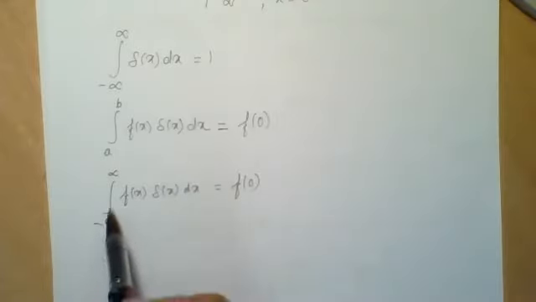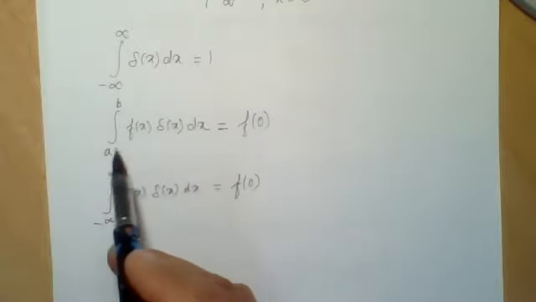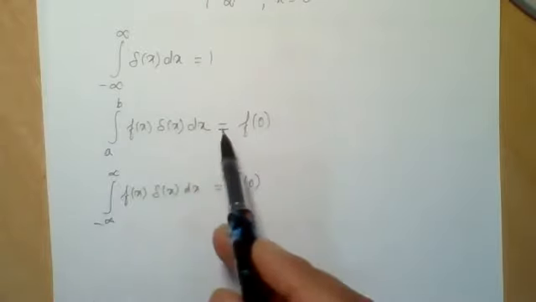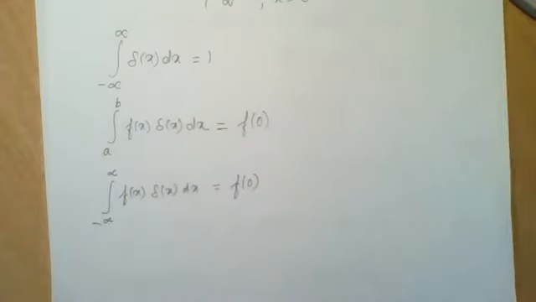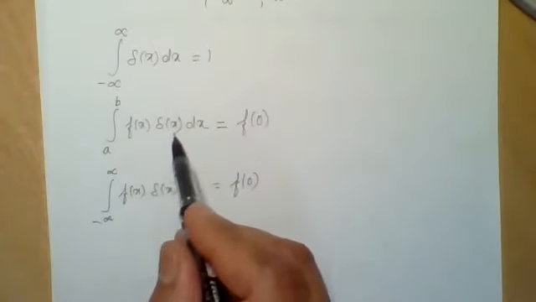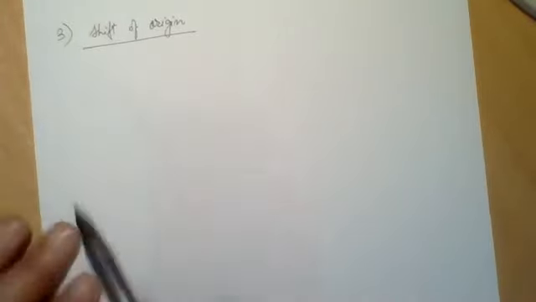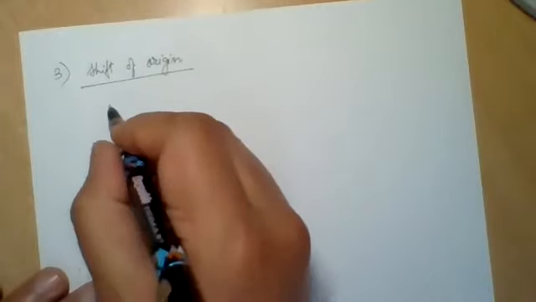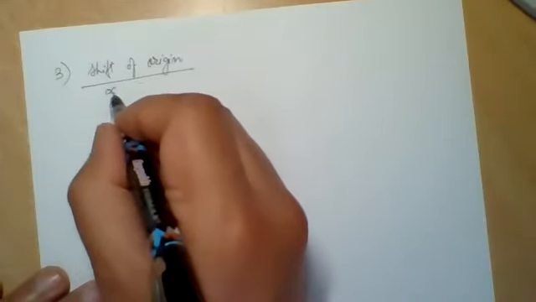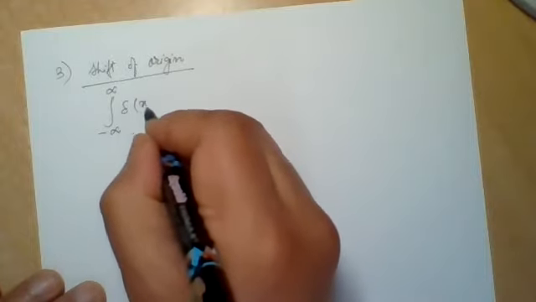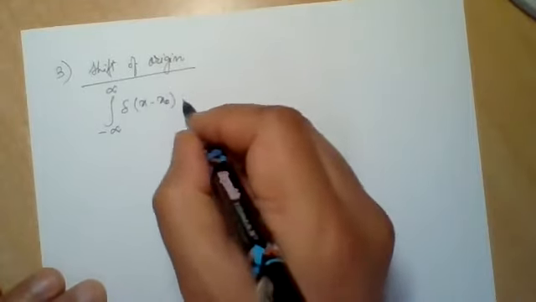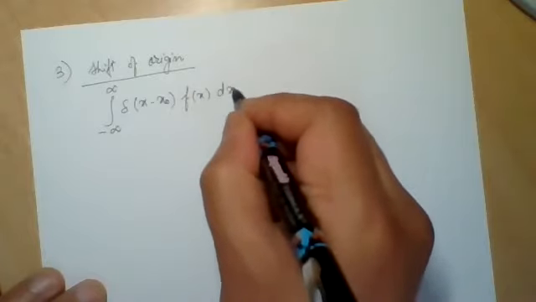And similarly, minus infinity to plus infinity can be replaced by a to b, where the interval a to b contains the origin. So what happens if we change x to x minus x0? That is when we shift the origin towards the right by an amount x0. So let me show it here. Shift of origin. There is integration from minus infinity to plus infinity delta x minus x0 multiplied by f of x dx.